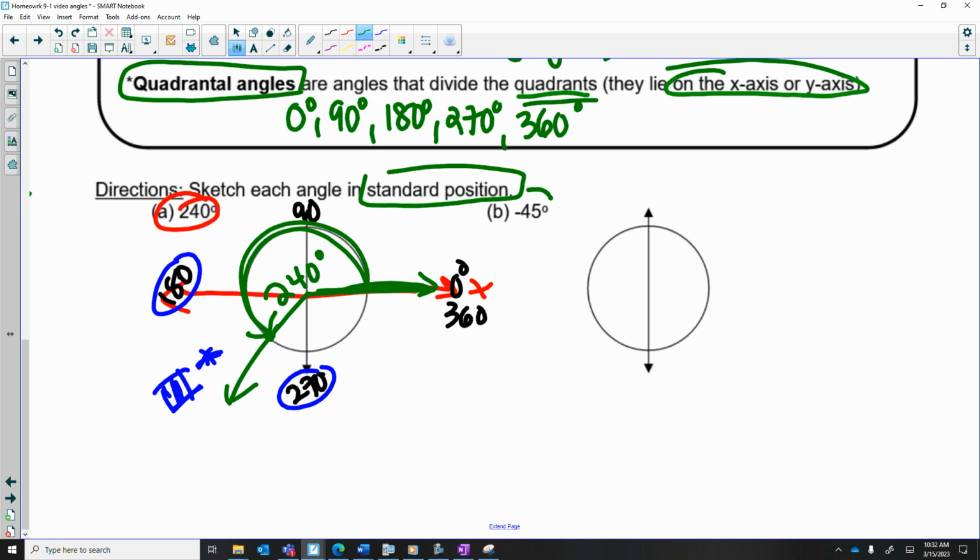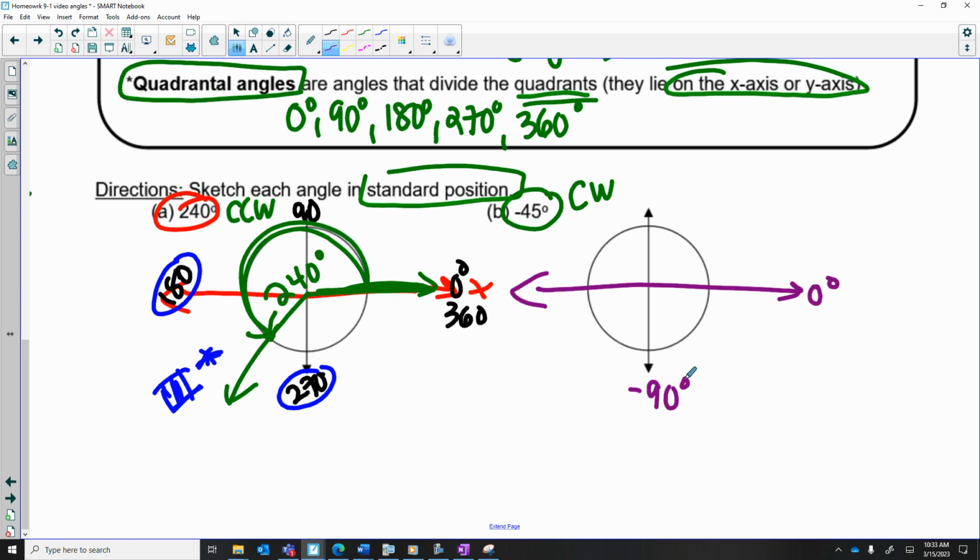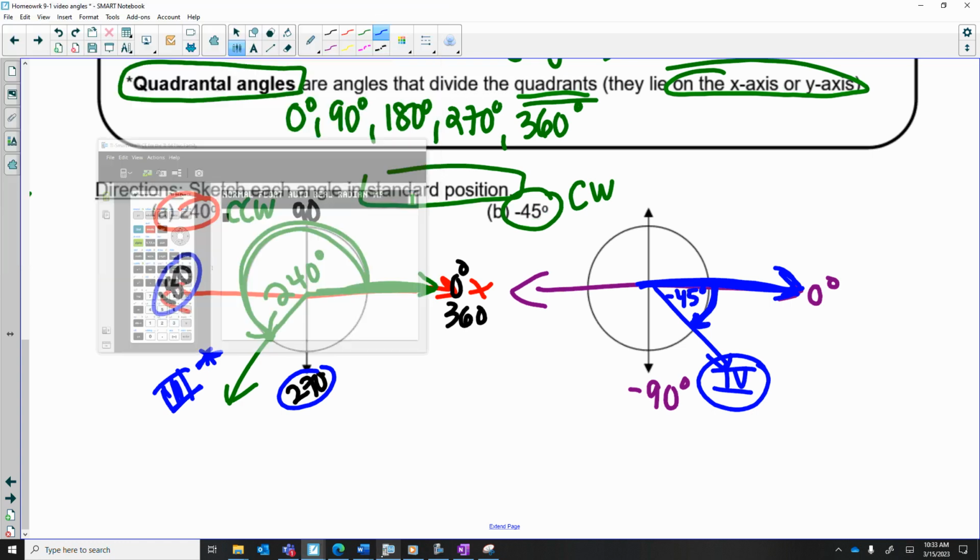Now, negative 45. I'm hoping that you know that that first one was going counterclockwise because it was a positive 240. So this one is going clockwise because it's a negative angle. So if we put in our angles, 0, this is going to be negative 90. So hopefully you know that negative 45 is going to land in this quadrant down here, which is called quadrant 4. It's going to start here on the positive side of the x-axis, and it's going to go down to negative 45. It's really 45 degrees, but it's going negative, which just means the direction, okay? It's just a directed distance here.